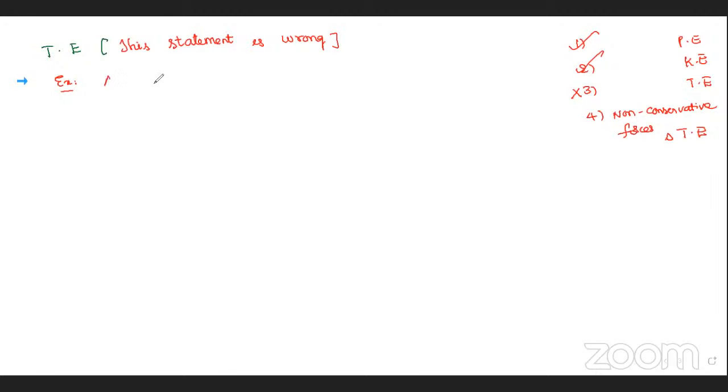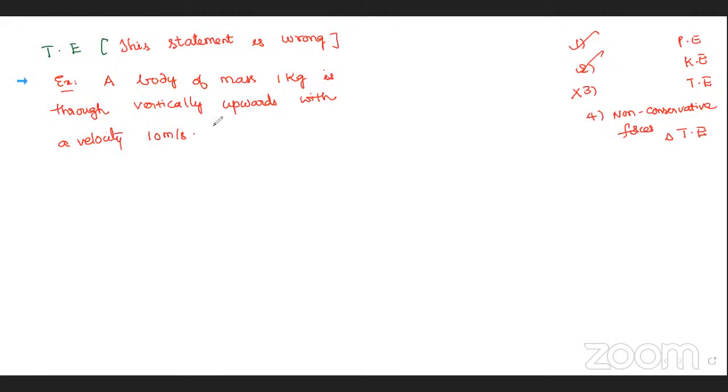Sir, a body is thrown. Better I write the mass here. Why? Because we require it. A body of mass 1 kg is thrown vertically upwards with a velocity 10 meters per second. Okay, Nana? Take g equals 10 meter per second square as usual.